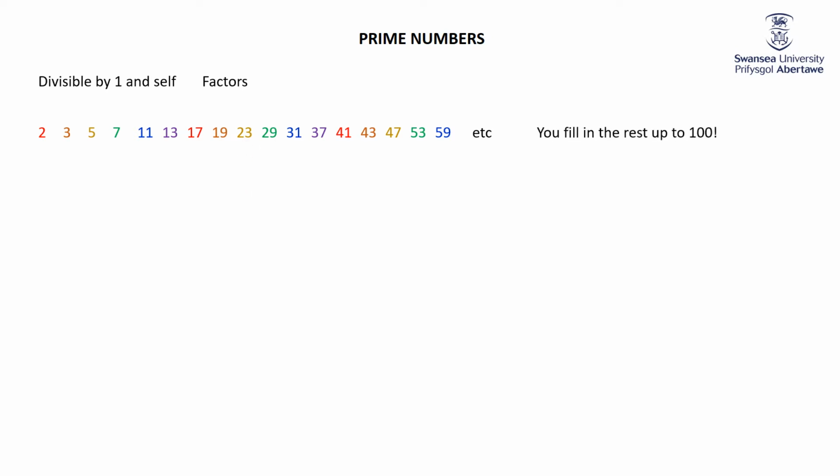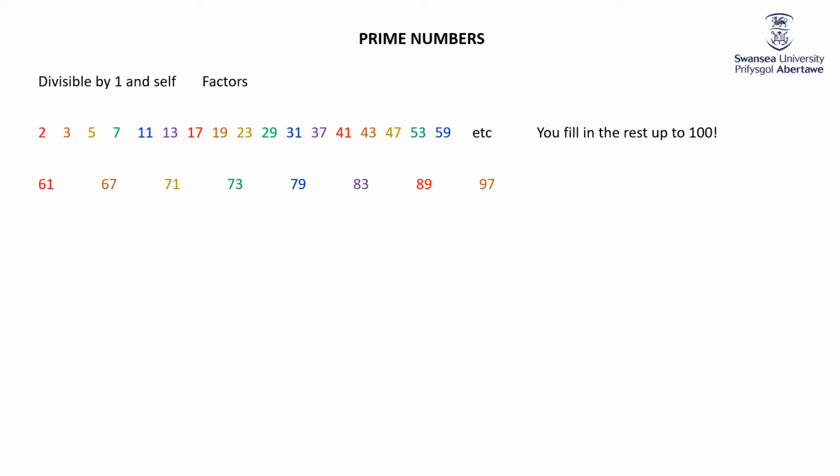So it's just practice for you to identify it. Why don't you fill in the remaining prime numbers up to 100? So pause the movie and work on it and come back. So hopefully you're back and you got 61, 67, 71, 73, 79, 83, 89, and 97.